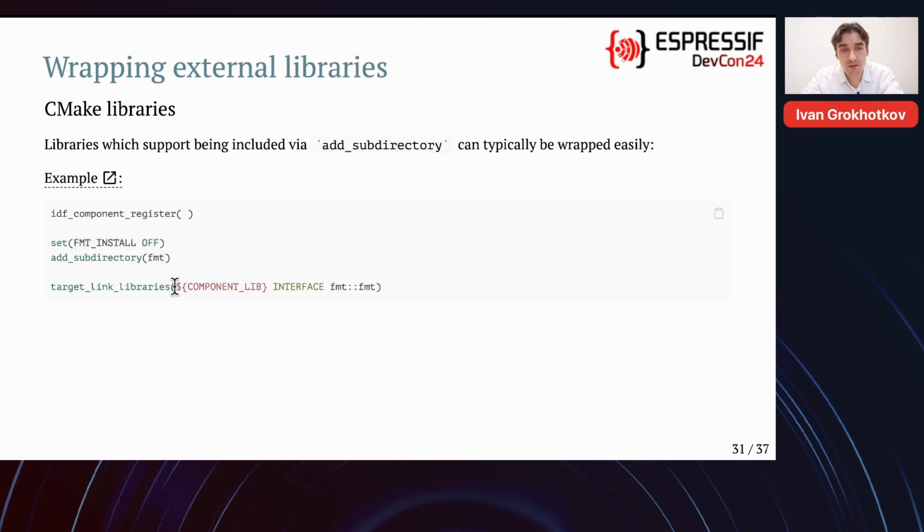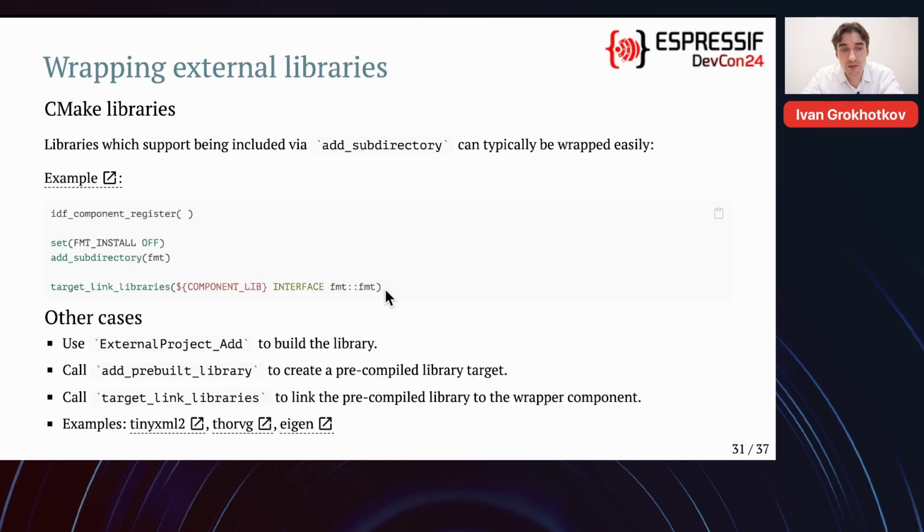And finally, to actually attach that library to our component, I use target link libraries, linking to the component library, meaning the library of this component declared with IDF component register, the target library, the one that has been added using this add subdirectory command. For many CMake libraries, the approach will be very similar.